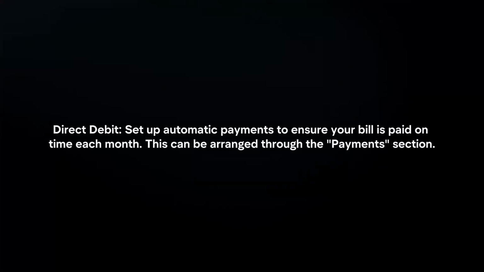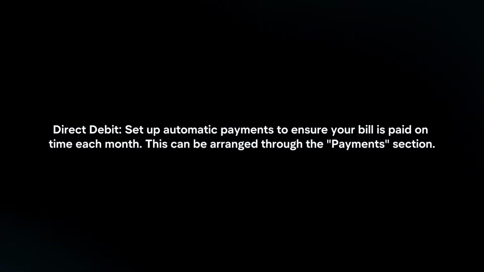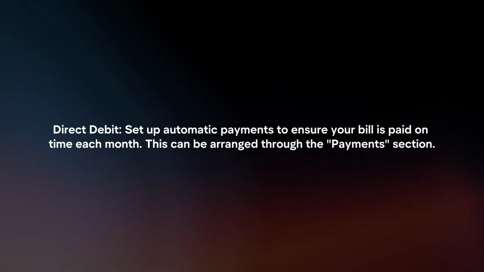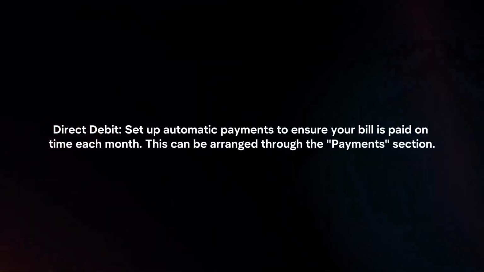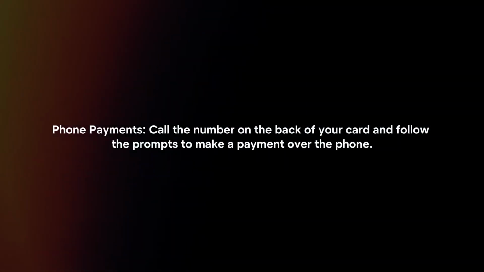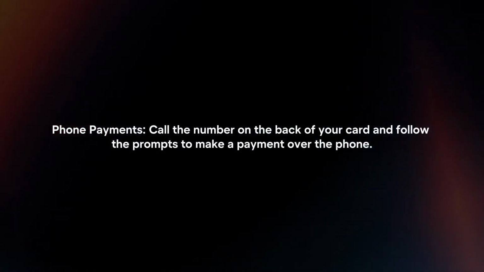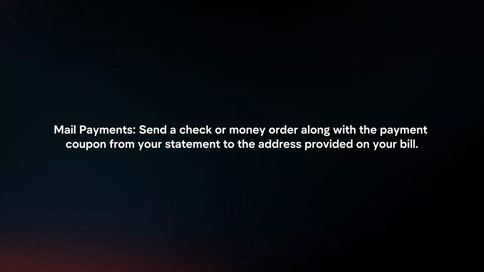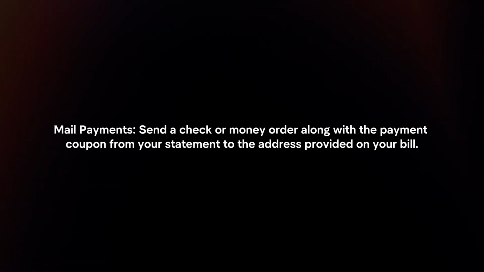Additional payment methods. Direct debit. Set up automatic payments to ensure your bill is paid on time each month. This can be arranged through the Payments section. Phone payments. Call the number on the back of your card and follow the prompts to make a payment over the phone. Mail payments. Send a check or money order along with the payment coupon from your statement to the address provided on your bill.